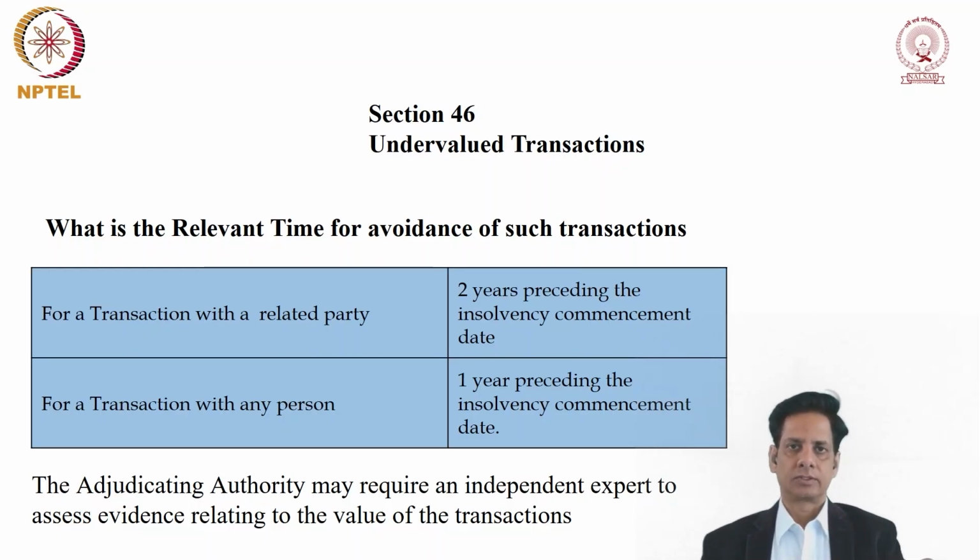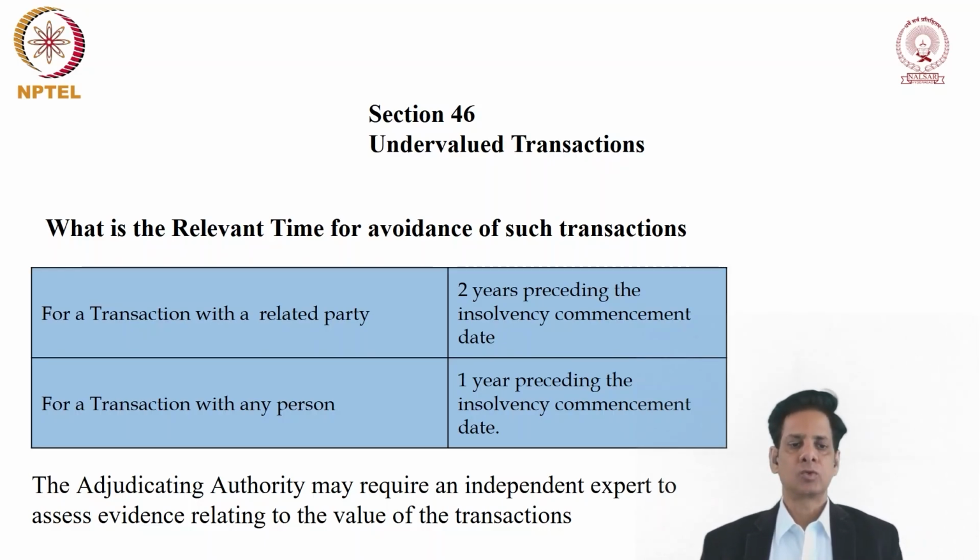If this transaction of the gift or transfer of property at a lesser value is to a related party, that means a relative of a director, a relative of a promoter, an employee of the company, or the holding company or subsidiary company. If you are doing this transaction, the time period is, I can go back 2 years from the date of insolvency and still call it an avoidable transaction.